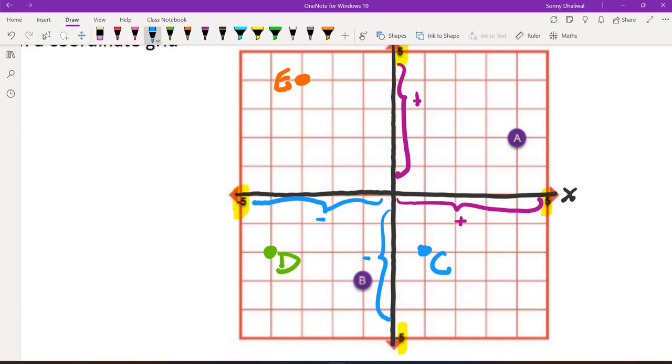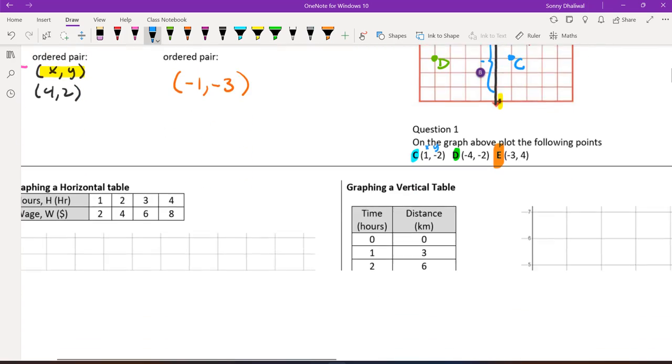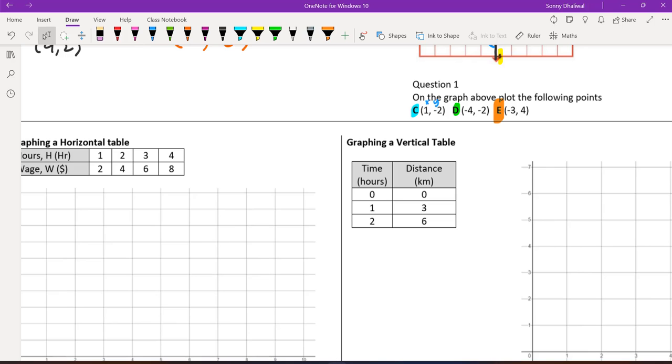You have quadrants, quadrant 1, 2, 3, and 4, that show up every once in a while. And it all depends on the sign. So everything's positive here. X is negative here, and Y is positive here. And you look at the signs. Look for the trends there. Okay, now, next what I want to work on is graphing tables.